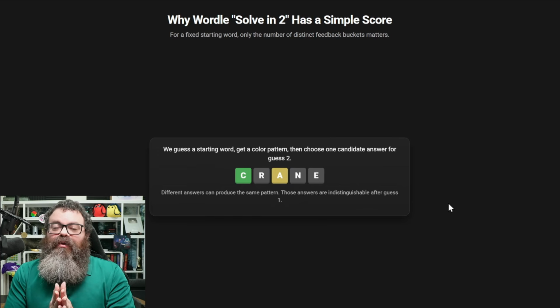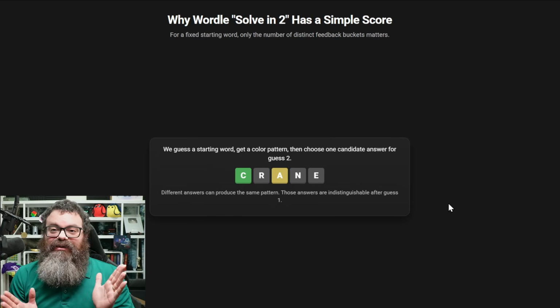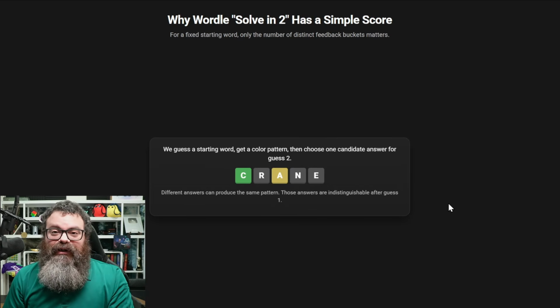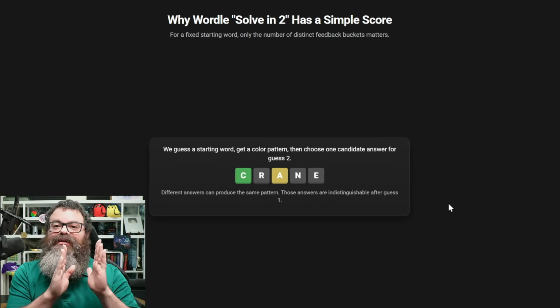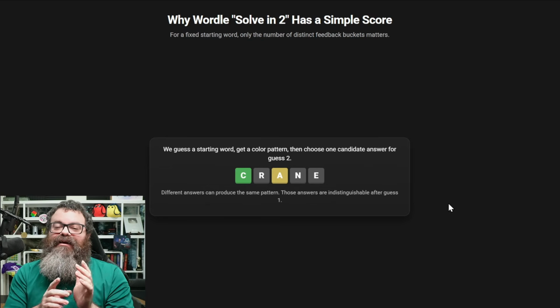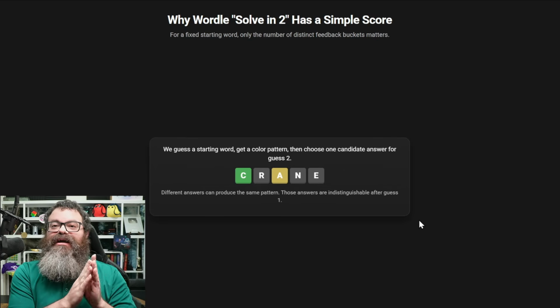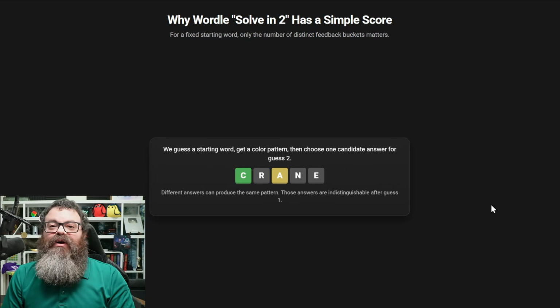And so what we want to do is go through every possible answer, figure out all the different possible unique colorings we'll encounter, and then use that information to create buckets of, okay, if you're in this color pattern, that puts you in this bucket. Here are the possible answers that remain. And now the question is, what's the math there?